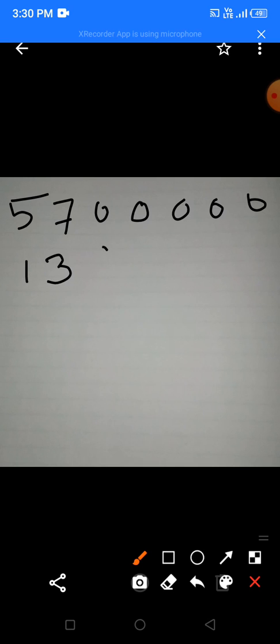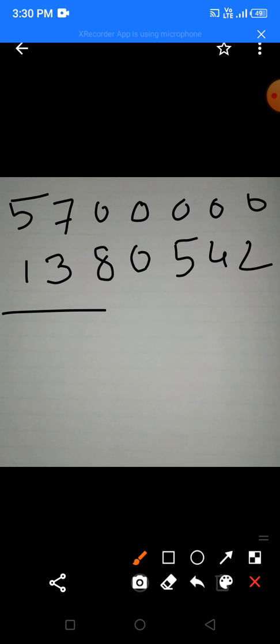See, what did we do? The question was 5, 7, then you have 57 lakhs. And then you had to subtract 13 lakhs 80,542. So 13 lakhs 80,542. Then what did we do? We cannot borrow anything from 0 as 0 has no value.